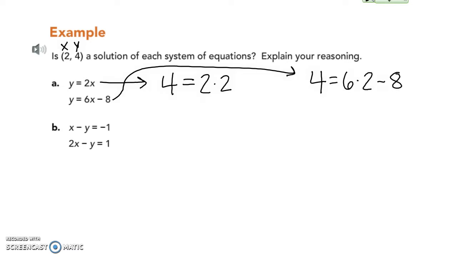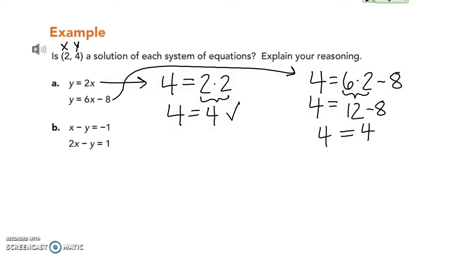Okay, in the first one, 2 times 2 does equal 4, so that works. In the second one, 6 times 2 is 12. 12 minus 8 is 4. 4 equals 4, so that works as well. So that is an example of a solution of each system of equations.